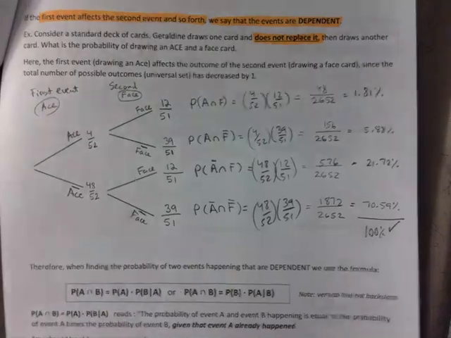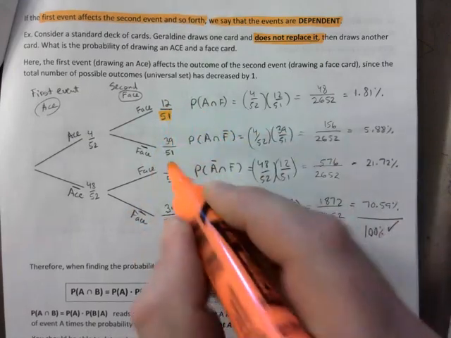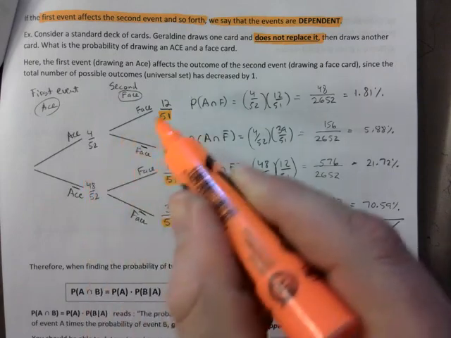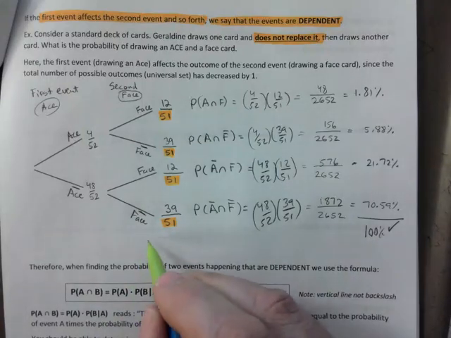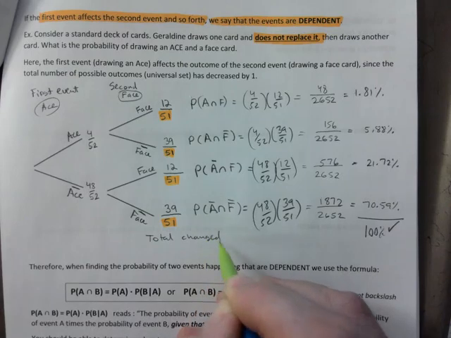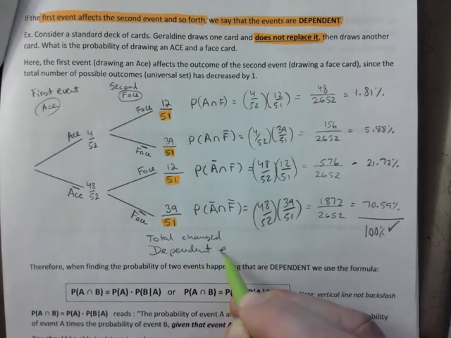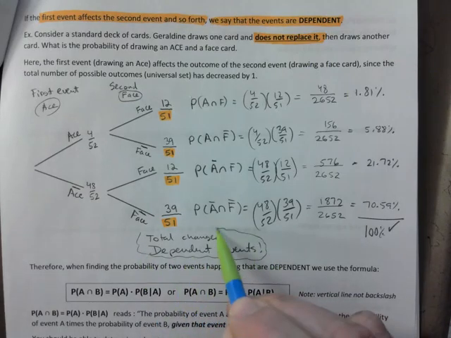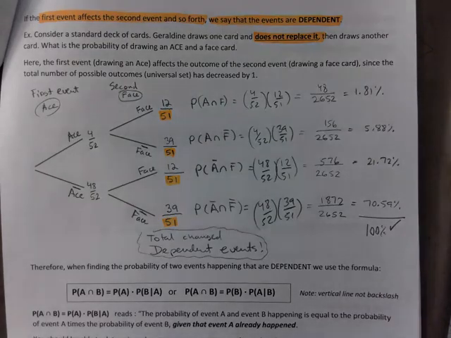So I want you to highlight this part. The fact that you ended up with less here, it changed. What happened before changed the outcome, right? Total changed. Therefore, dependent events. That's basically the main idea before we continue here: I want you to see that things have changed.